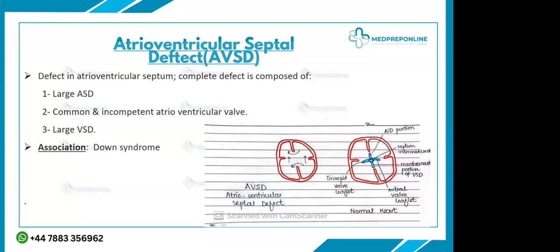So what do you know about the atrioventricular septal defect? How is it different from the atrial septal defect? Anyone know that? It is an endocardial cushion defect.